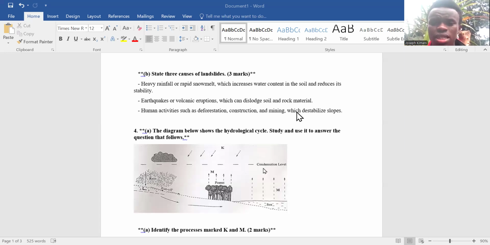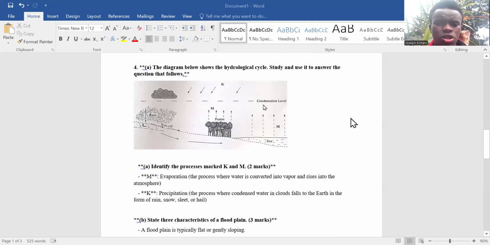Deforestation is whereby we cut down trees. By cutting down trees, we leave the soil bare. The soil being bare, it will be subjected to weathering and erosion, because whenever rainfall falls over it or wind blows over it, it will be easily carried away because it's not being held together by any roots. Human activities such as deforestation can also cause landslides.